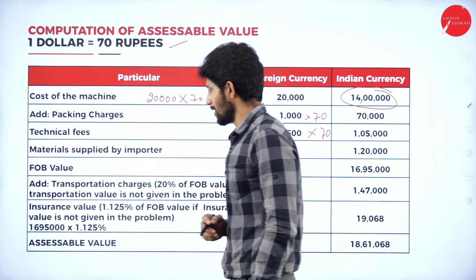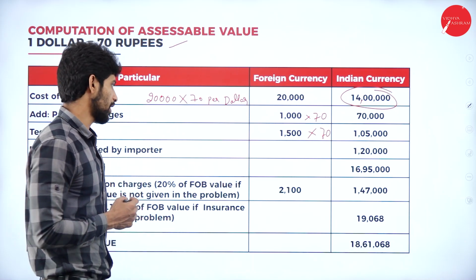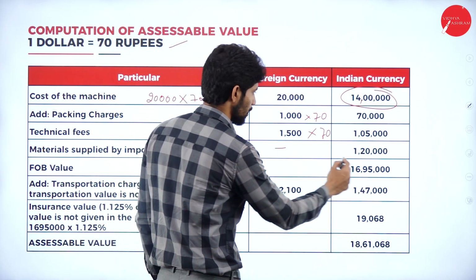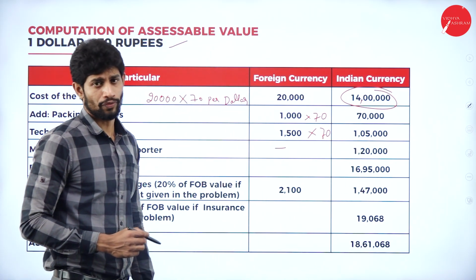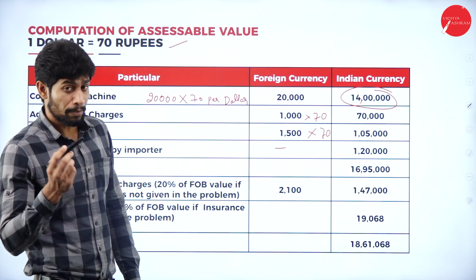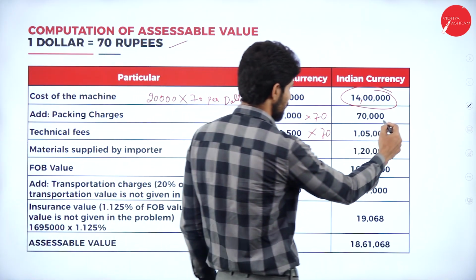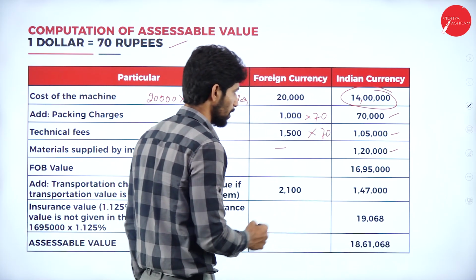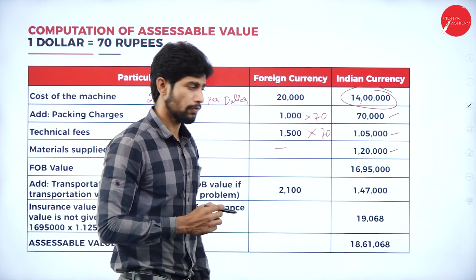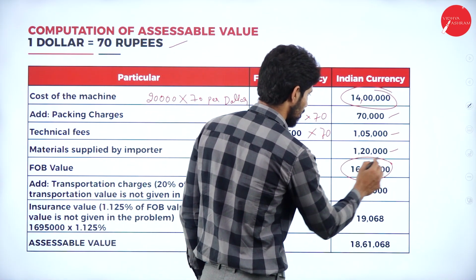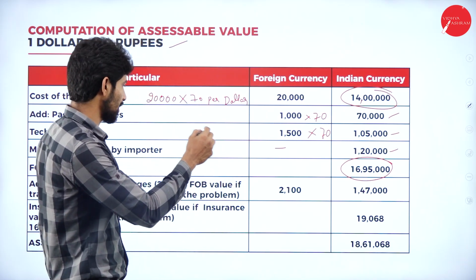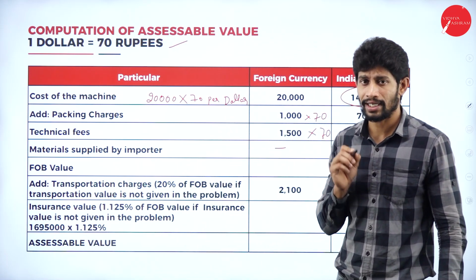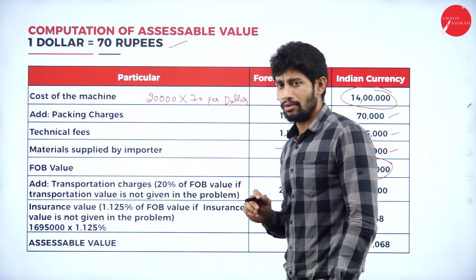Next, material supplied by importer. It is given in Indian currency only, so directly we are taking it as 1,20,000. No other expenditure is given. So add packing charges, technical fees and material supplied by the importer with 14 lakhs of cost of goods, you will get 16,95,000. This 16,95,000 is called FOB value.